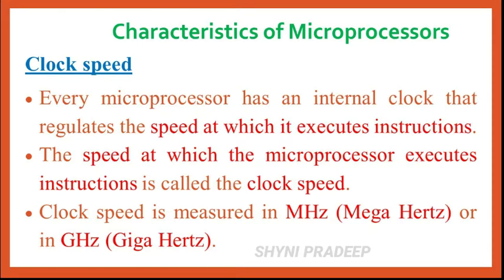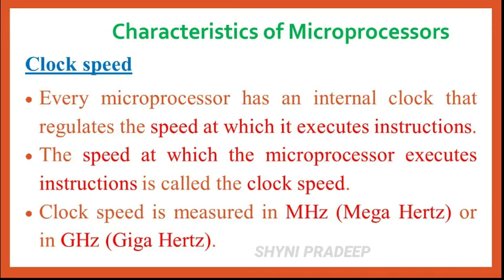Every microprocessor has an internal clock. This internal clock regulates the speed at which it executes instructions. So the speed at which the microprocessor executes instructions is called the clock speed. This clock speed is measured in megahertz or gigahertz. So this microprocessor executes the instructions based on clock speed.